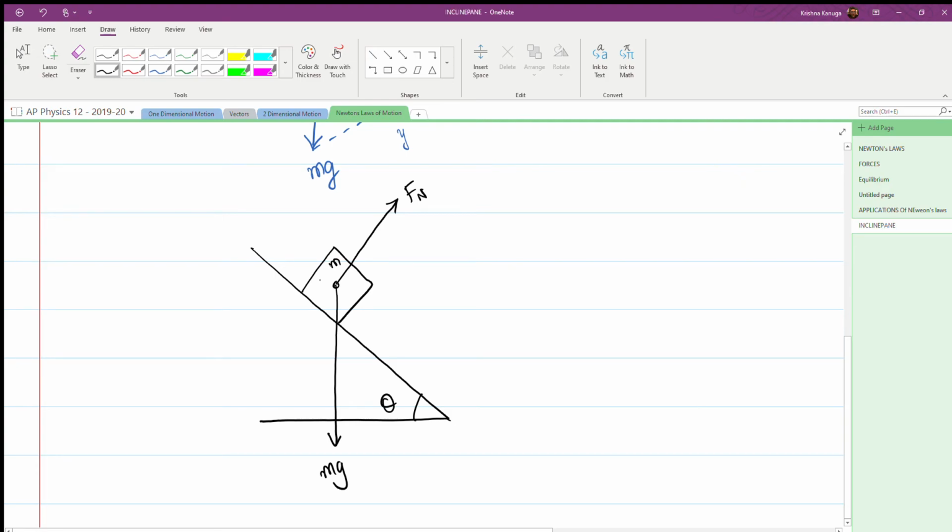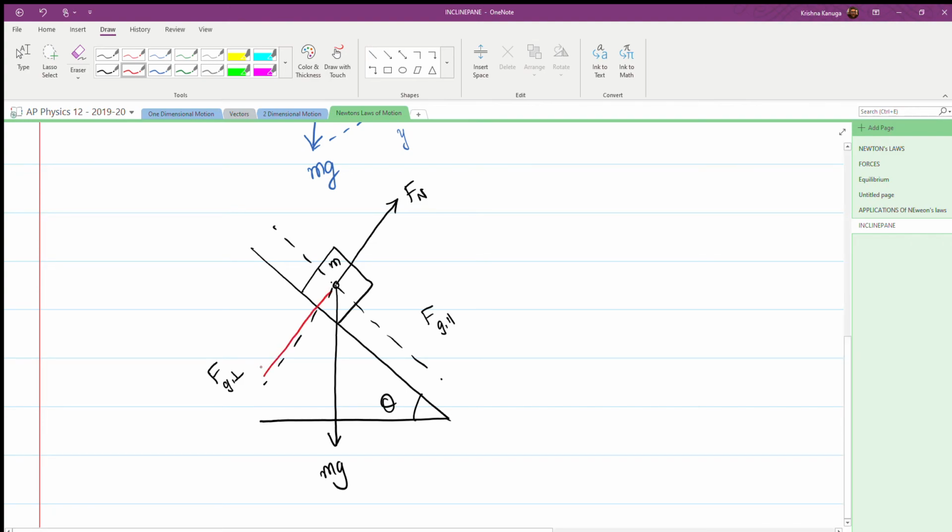We will choose our direction to be like so. Write down the components of mg. Write down the perpendicular component of the force of gravity, and also the parallel component of the force of gravity. So go ahead, pause the video, and then come back. I'm assuming that you went through the process.